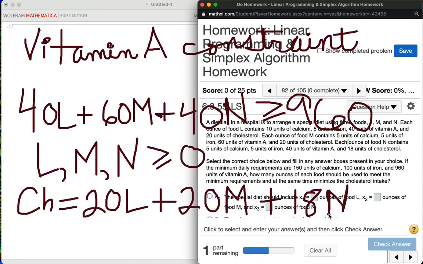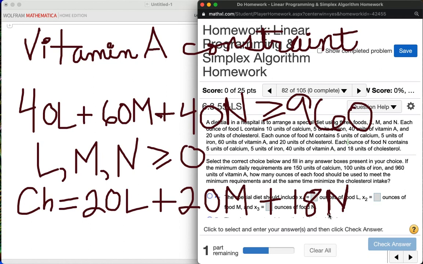Yeah, we need at least, hold on one second. We need at least 150 units of calcium. Okay, I'm reading the bottom part of the problem. The minimum daily requirements are 150 units of calcium, 100 units of iron, and 960 units of vitamin A.